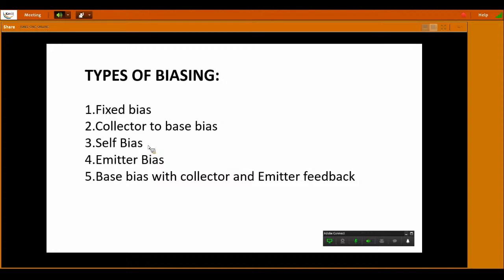Out of these, the familiar one in our syllabus is the voltage divider or self bias. So we'll analyze this self biasing technique. Before moving to self bias, I will briefly introduce the advantages and disadvantages of fixed bias and the other techniques. Then we'll concentrate only on the voltage divider bias or self bias.